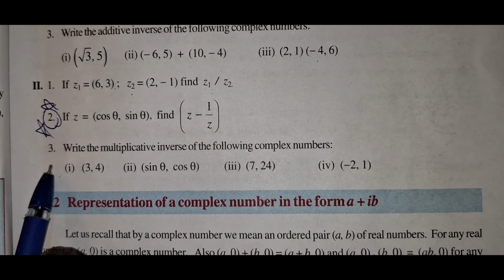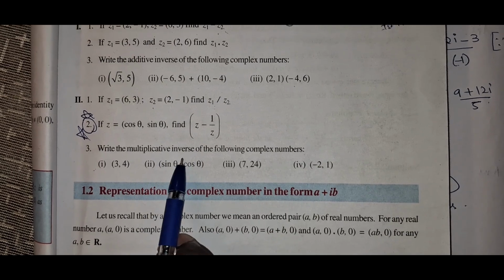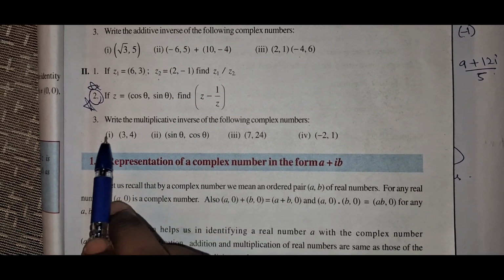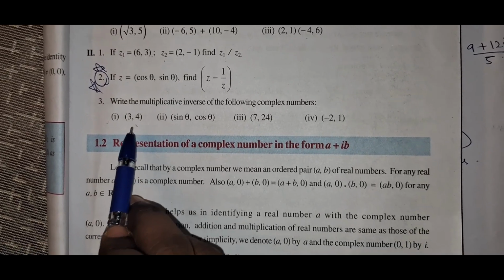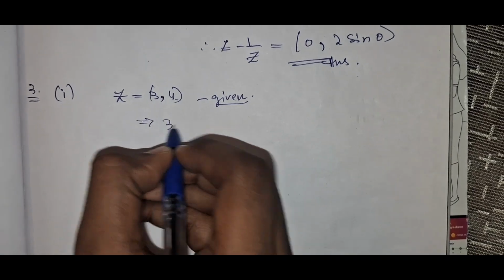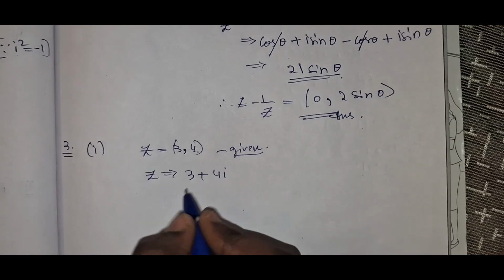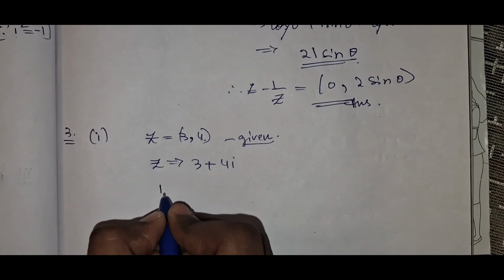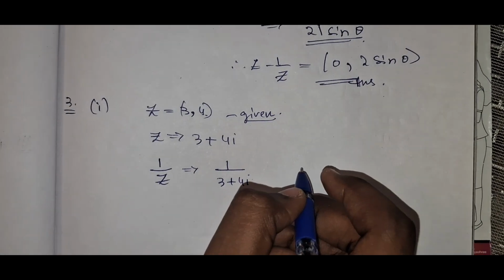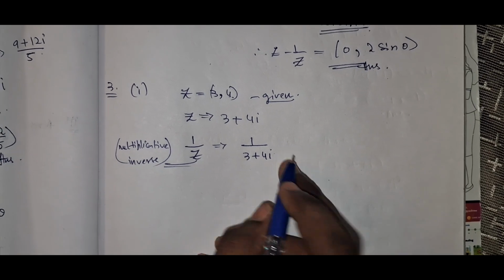Now third bit, write the multiplicative inverse of the following complex number. Multiplicative inverse is nothing but 1 by z. So we will solve the first one now, that is 3, 4. Now given is z is equal to 3, 4. We can write it as 3 plus 4i. So we need to find the multiplicative inverse, which is nothing but 1 by z, equal to 1 by 3 plus 4i.